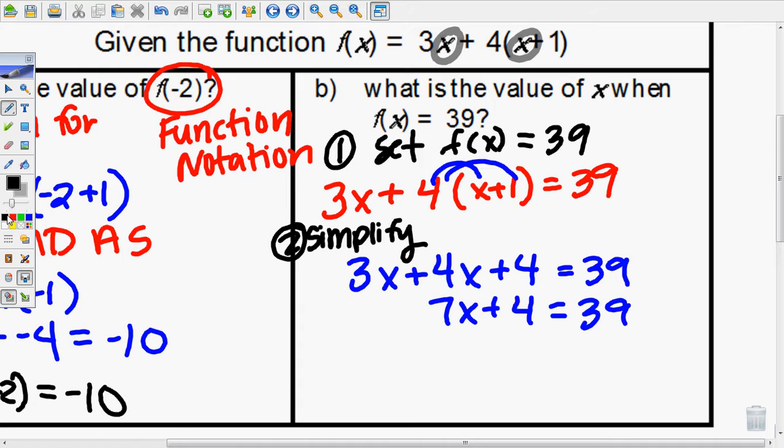All right, last step is to solve for x. So we're going to isolate our x. So we got to get x all by its lonesome.